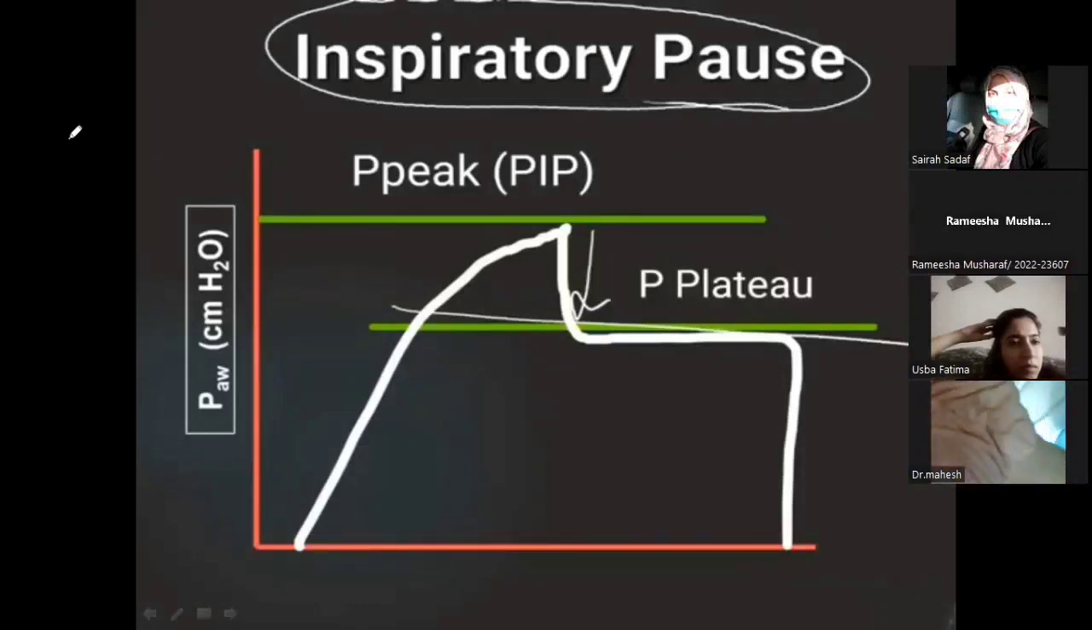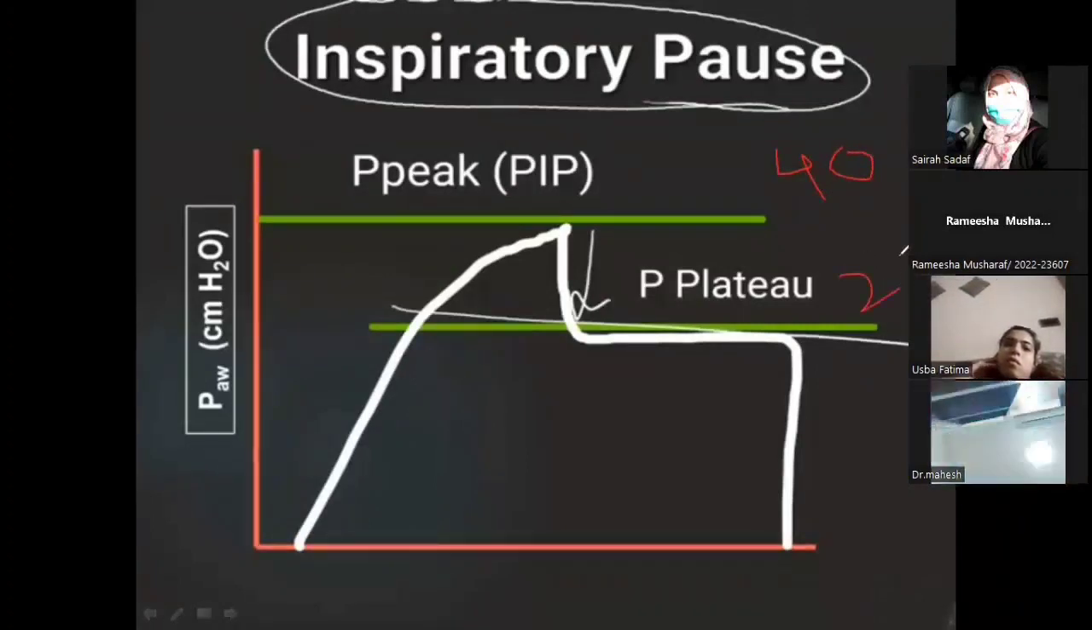Let's say it will be written as PIP is 40 and P plateau is 25. If P plateau is 25 and PIP is 40, it means the difference between them is too much. Okay. So it means that the causes are related to resistance. There is increased resistance. And if it is, let's say, PIP 40 and plateau 35, the difference is very low. Both values are corresponding. It means the problem lies in the parenchyma: ARDS, pulmonary edema, interstitial lung disease, anything like that.